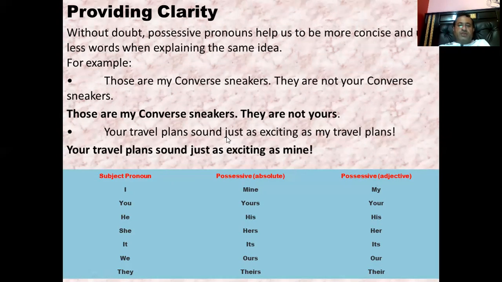So some subject pronouns are being given, and their strong possessives and possessive adjectives are being mentioned here. First is I. Its strong possessive pronoun is mine, and weak possessive pronoun is my. From you, we can form the strong possessive pronoun yours, and the weak possessive pronoun your. Similarly, he, she, it, we, and they also form strong possessive pronouns as well as weak possessive pronouns.